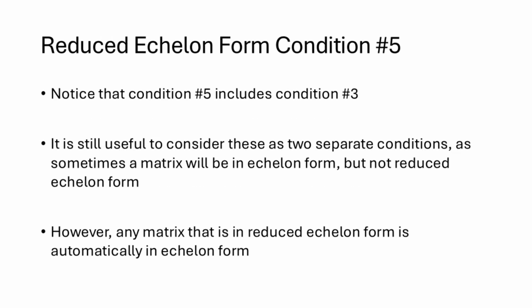So notice that condition number 5 includes condition number 3. Condition number 3 says that you have to have zeros below your leading entries, and condition number 5 says that you have to have zeros below and above those leading entries. But it's still useful to keep condition number 3 around because sometimes a matrix will be in echelon form but not reduced echelon form. So we're going to keep those as 2 separate conditions.